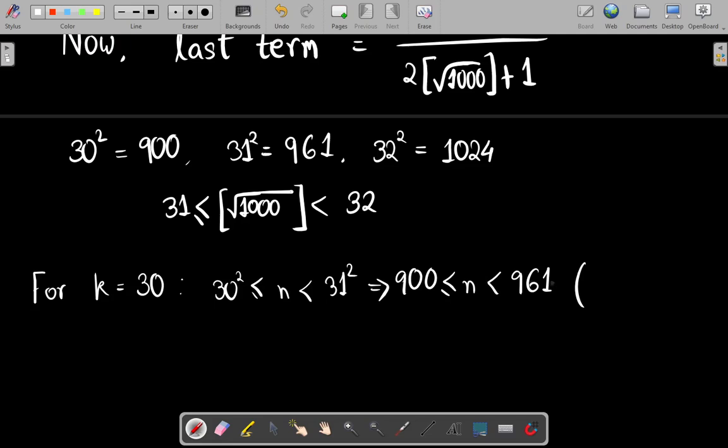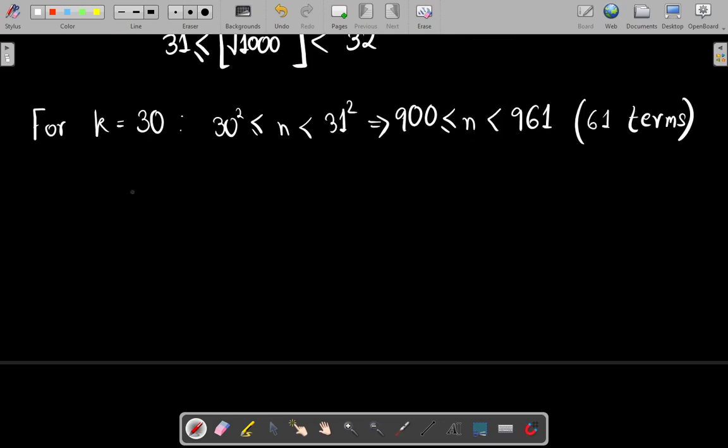901 being the first term, there will be 61 terms. Since 961 is excluded and 900 is included, the total number of terms is going to be equal to 61, right? We are taking one and removing another. So there are a total of 61 terms for which the value is going to be equal to, you take any value here, 1 upon, let's say, this one, in the sum here.